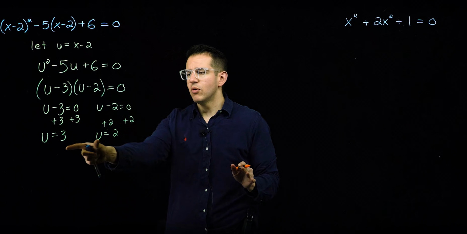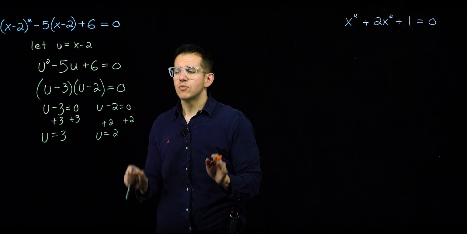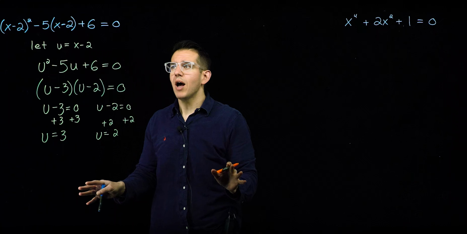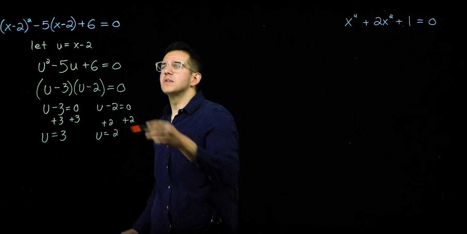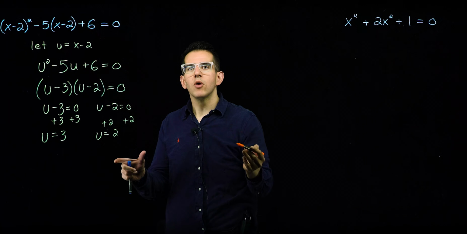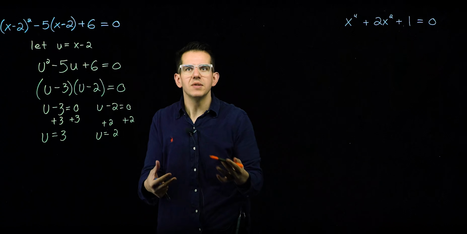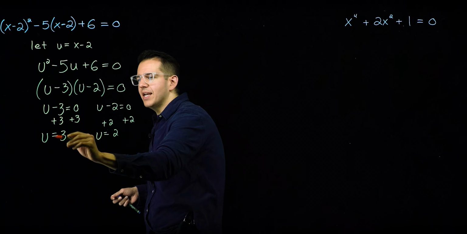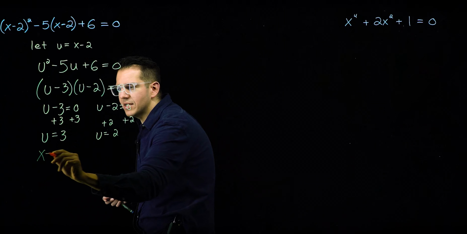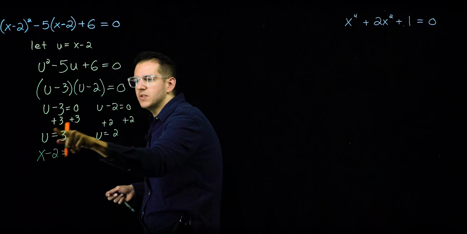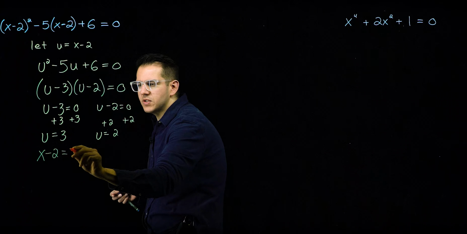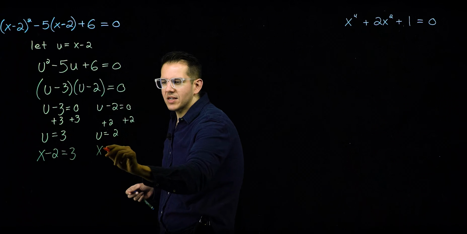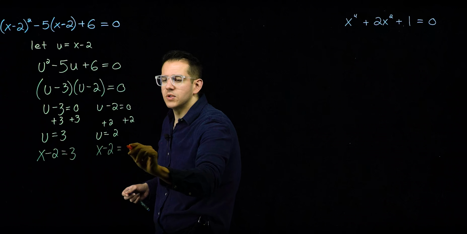And normally at this point you'd be done. But remember, u is not the variable that we started with in this problem. We started with x. U was just how we rewrote the problem to make it feel easier to work with. So at this point, we will plug u's value back in. U is equal to x minus 2. So since u equals 3, that means x minus 2 equals 3. And since u equals 2, that means x minus 2 equals 2.